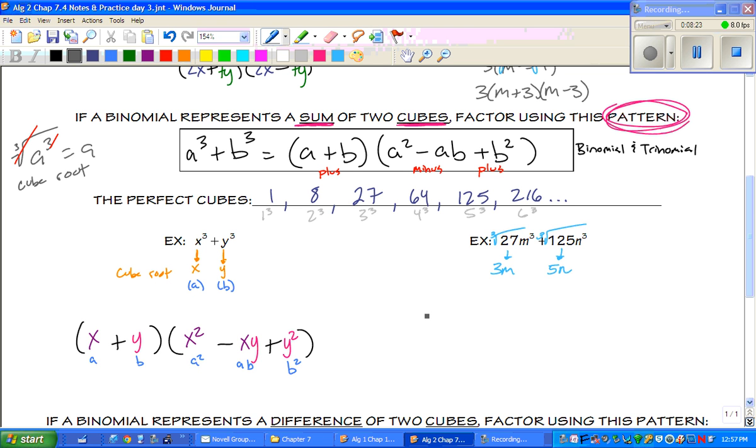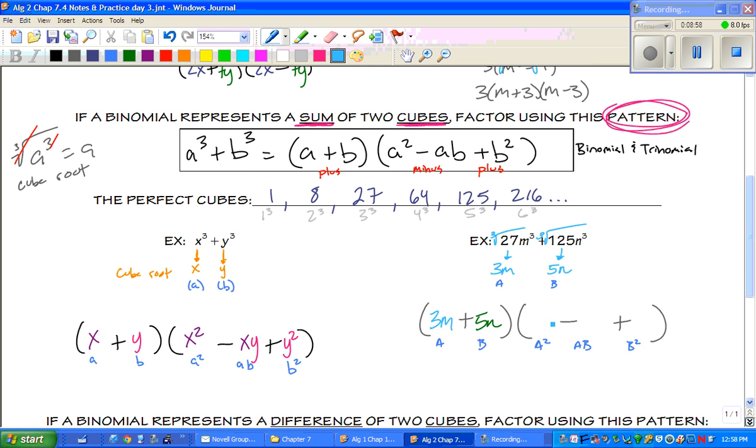Okay, and now same thing. Just follow the pattern. It's plus, minus, plus. If you still need to, if you want to write which one's A and which one's B, A squared, that's A times B, and then B squared. So, 3m, 5n. Okay, that's the first thing that we did.